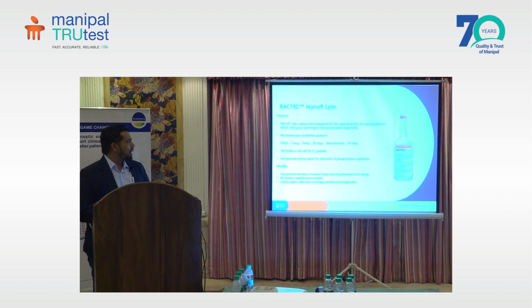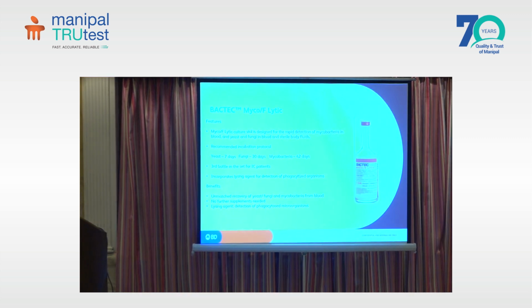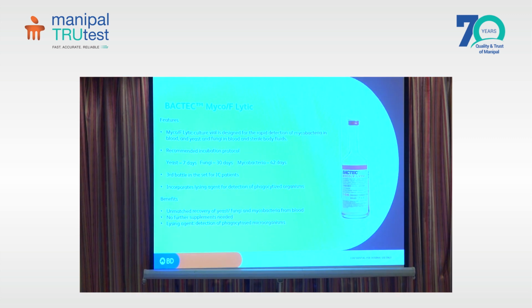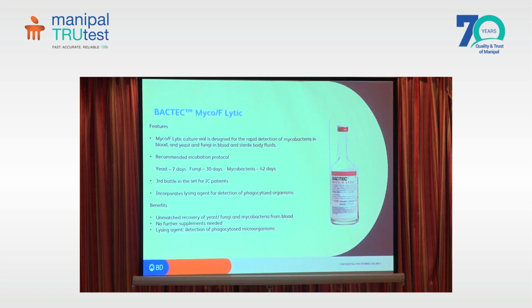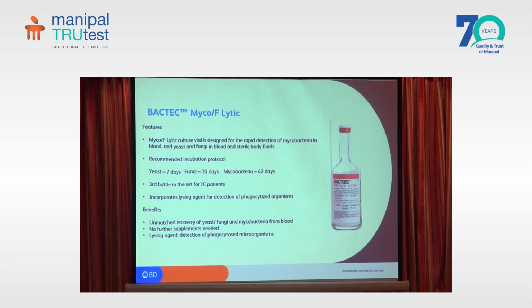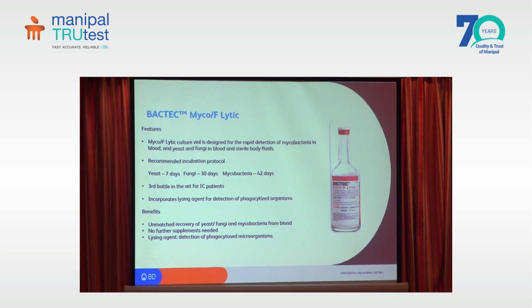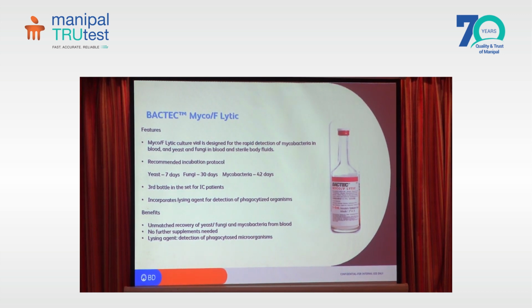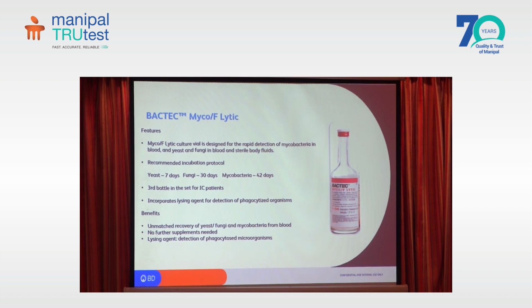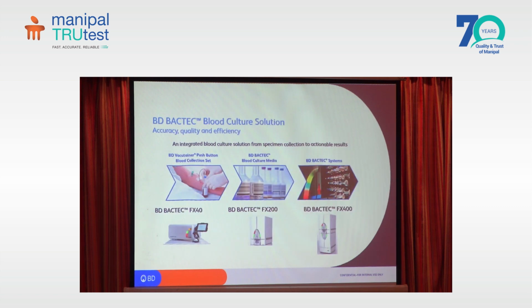The other media is Bactec Myco/F Lytic media. As the name suggests, it is used for isolation of mycobacteria, yeast, and fungus from blood and sterile body fluids. It also contains saponin for lysis of RBCs and WBCs. The lysis also releases mycobacteria, which, as we know, are usually present in WBCs because they are phagocytosed by WBCs. So this media can help increase recovery of mycobacteria also.